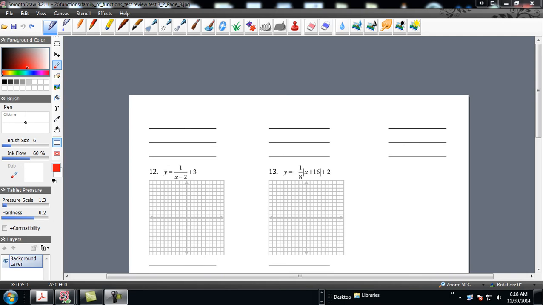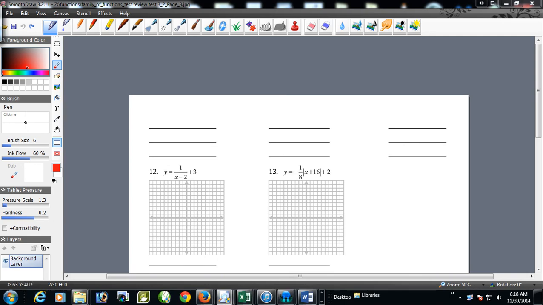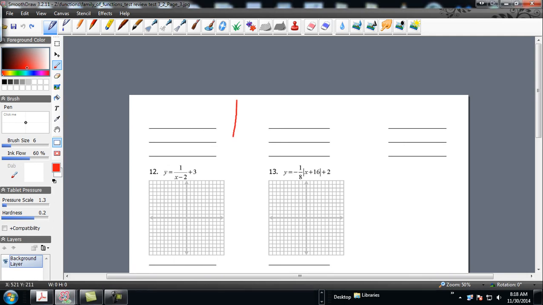Okay, here we go. You know this guy normally looks like this, right? He has two asymptotes, horizontal and vertical. If you just look at this, it tells you that you're going to have a horizontal translation of 2, because this is the opposite right here. That guy tells you you have a vertical shift of 3 up.